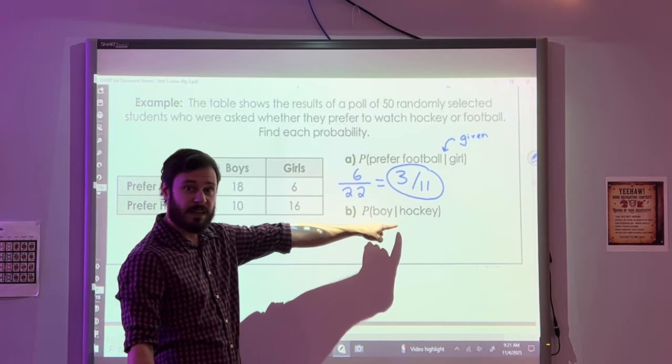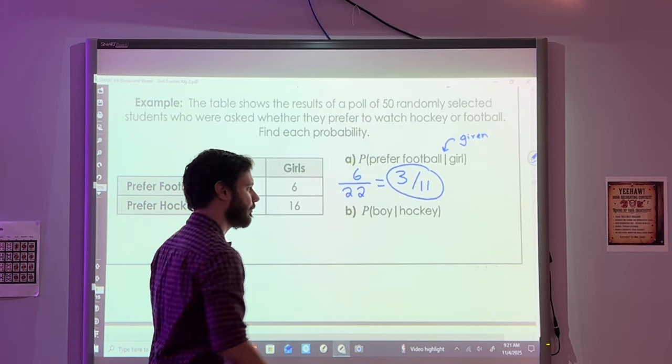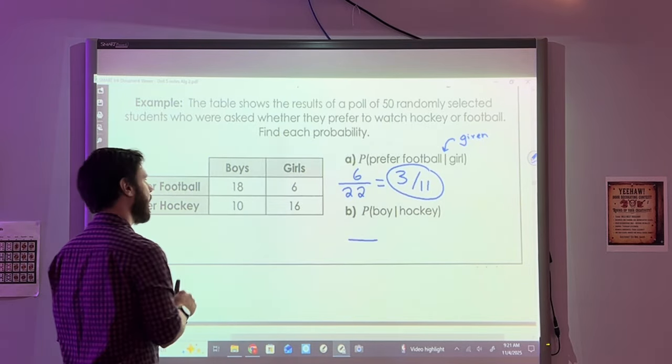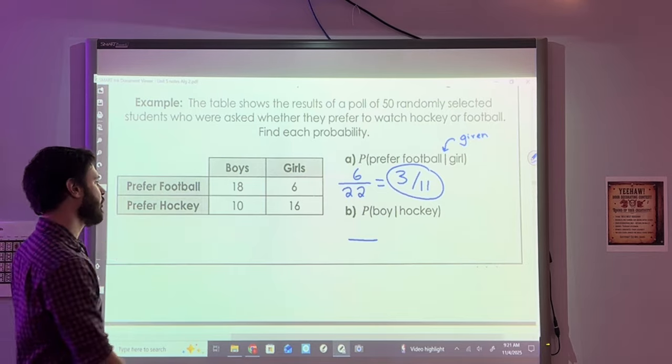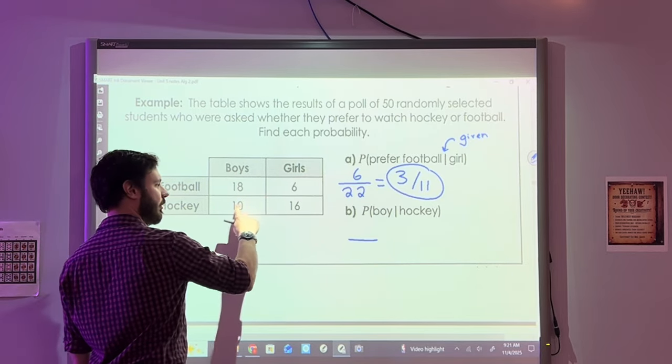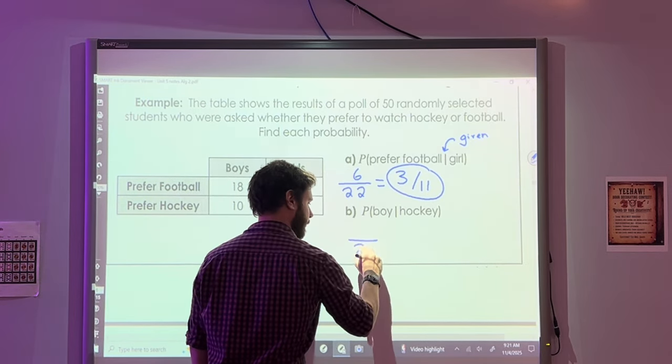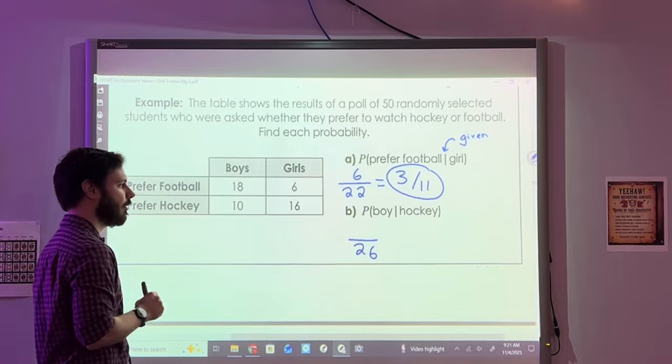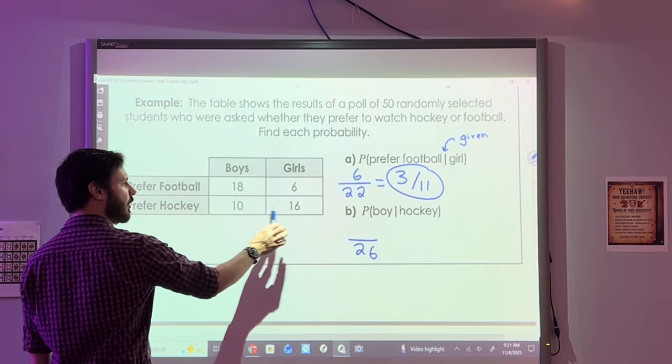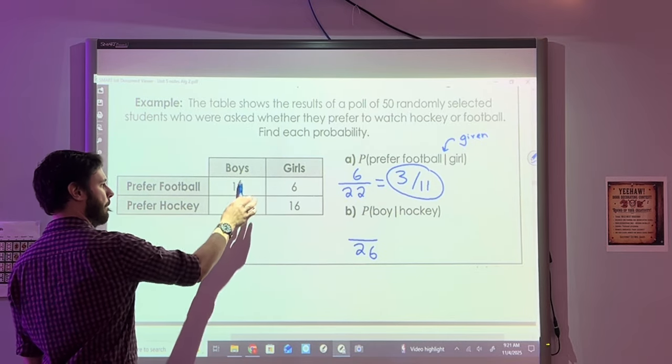Probability of boy, given they like hockey. Okay, so hockey is going to be my denominator. In this table, how many total hockey lovers do I have? 10, 16, 26. Of these 26, which ones are the boys? 10.